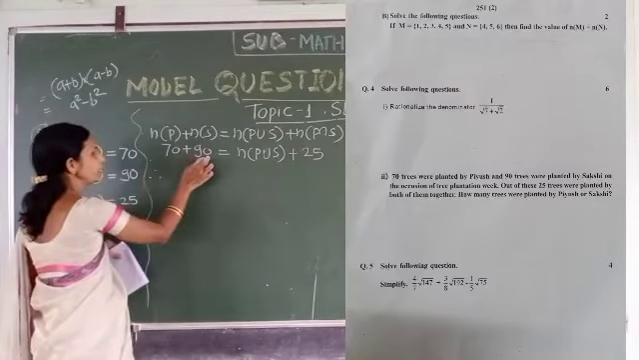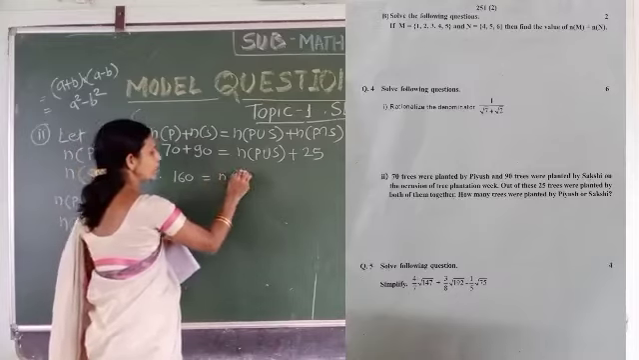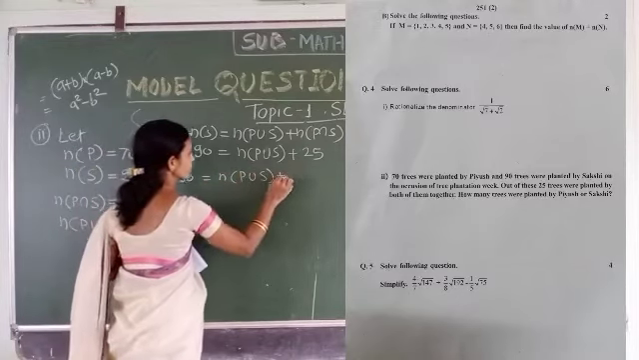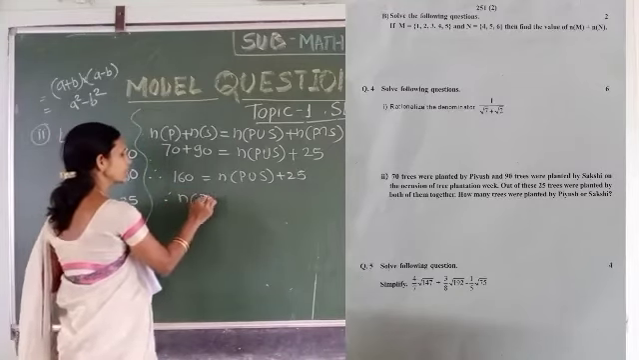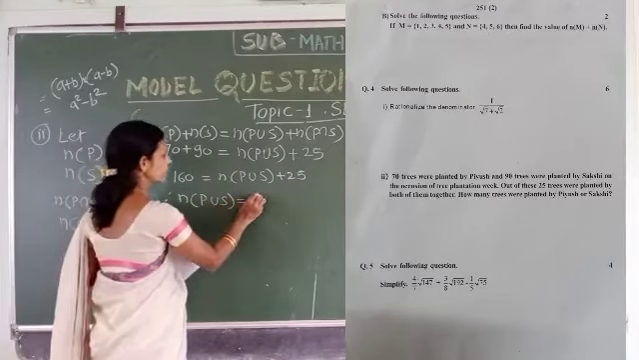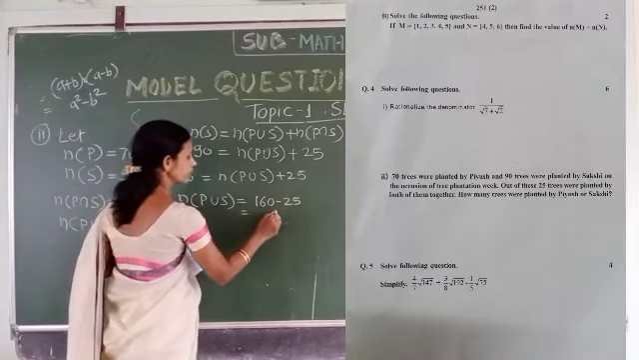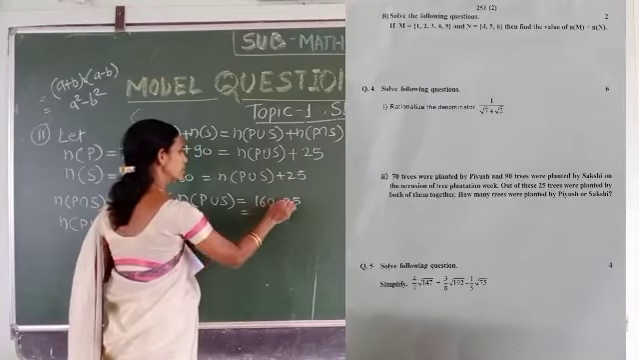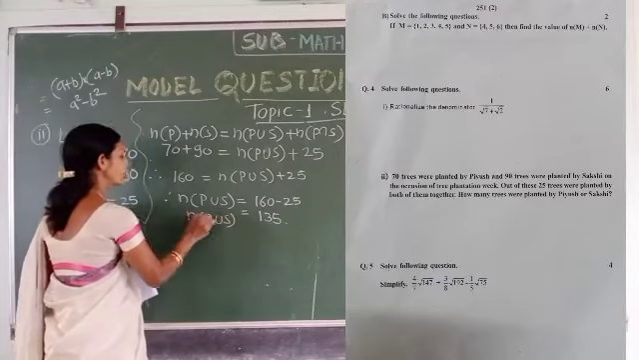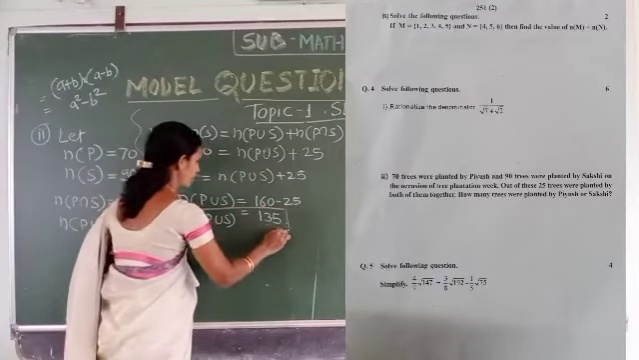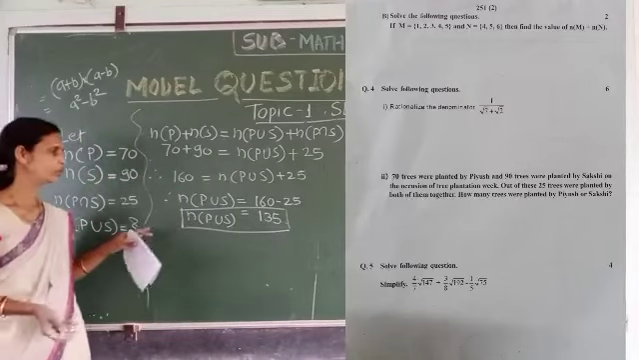Therefore 70 plus 90, that is 160, is equal to n(P union S) plus 25. So the number of trees planted by Piyush or Sakshi is 160 minus 25. Then we get the answer, that is 135. Therefore the number of trees planted by Piyush or Sakshi is 135.